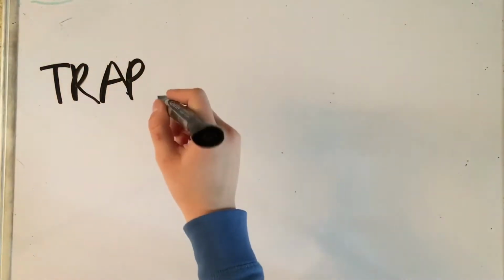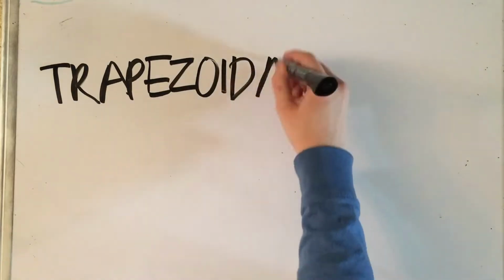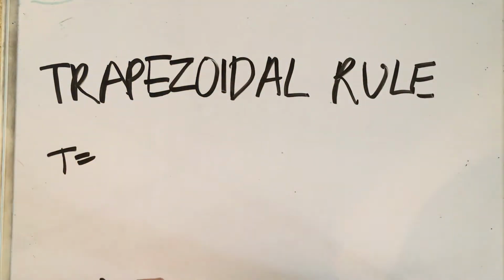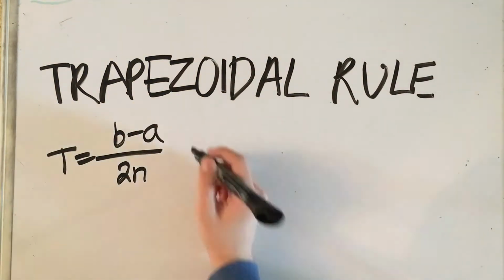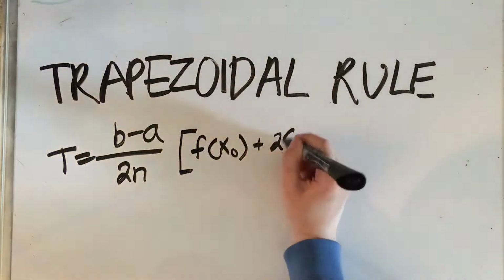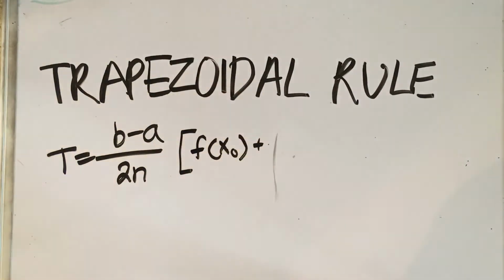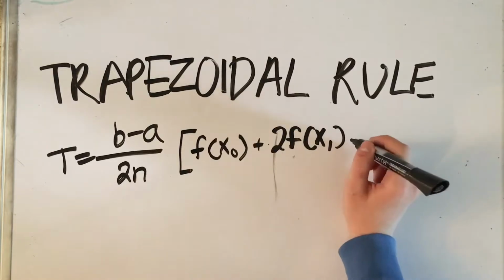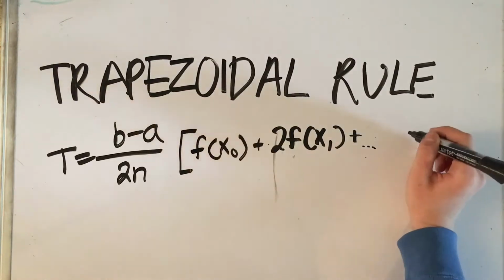Okay, so another way to find the area under the curve we need to touch on is known as the trapezoidal rule. This formula is the difference between the limits over 2 times the number of trapezoids, times the bases of each of those trapezoids added together. Notice, you only multiply by 2 the middle bases, for those are the only trapezoids that share 2 sides.